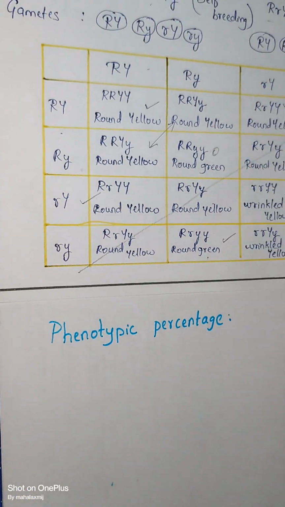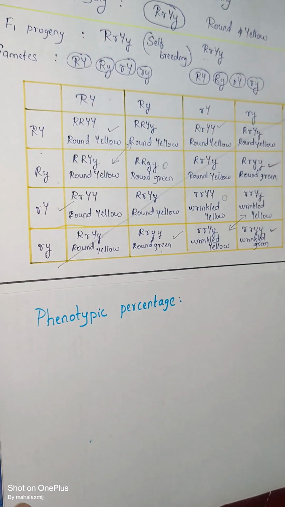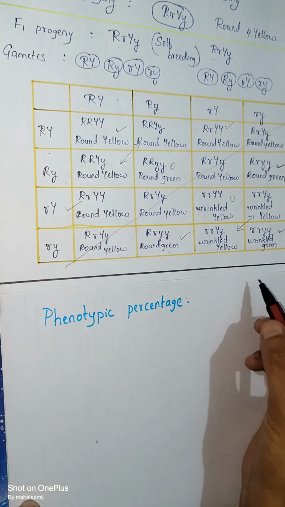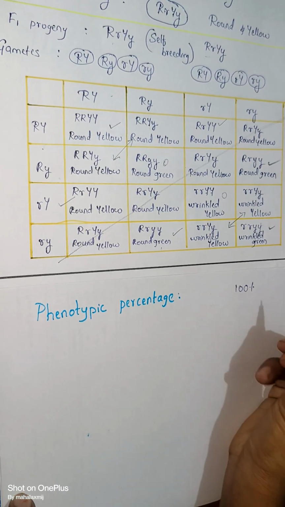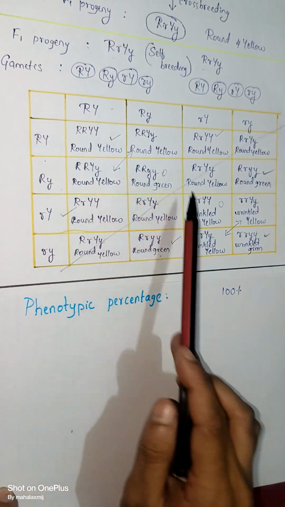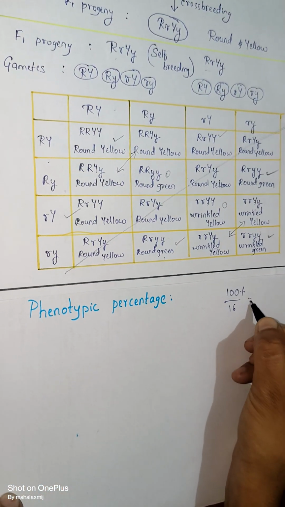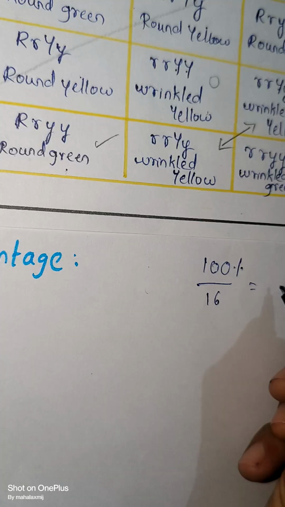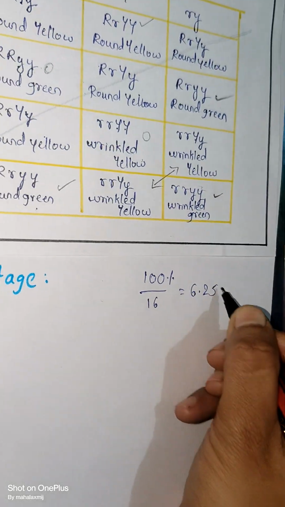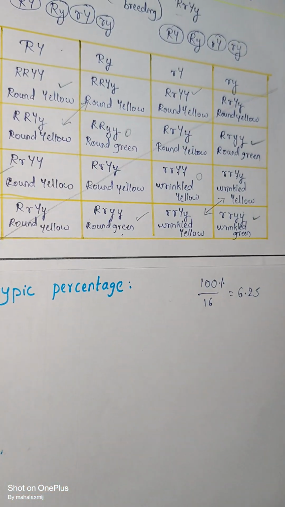Now the percentage calculation for phenotype and the genotype. In the previous video, I have told that the whole box is equal to 100%. And it is divided into how many boxes? 4 4s are 16. So it is divided into 16 boxes. Hence we divide it by 16. 100 divided by 16 will give 6.25. Therefore the value of each box here is 6.25.